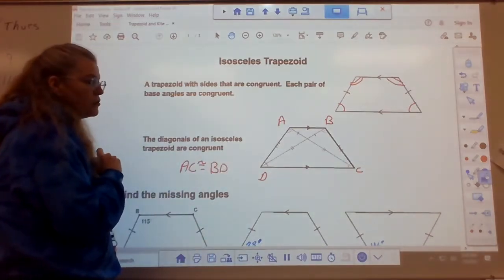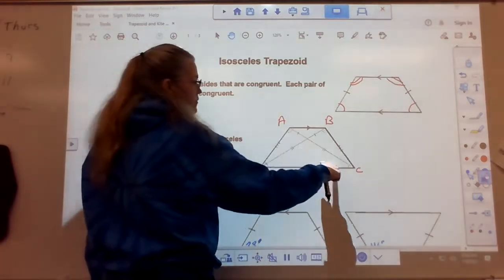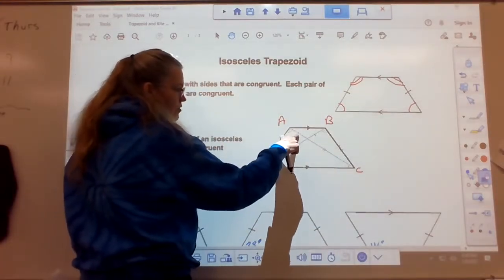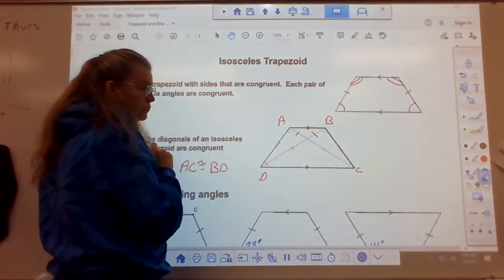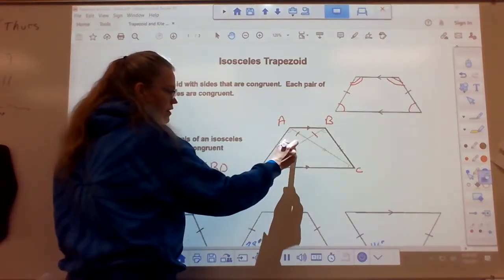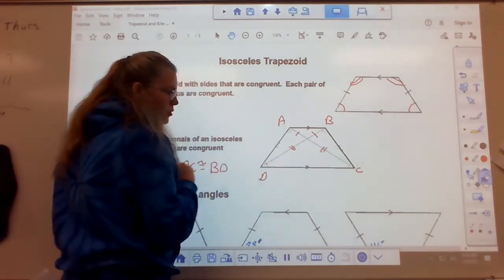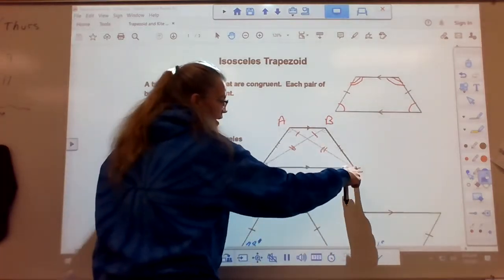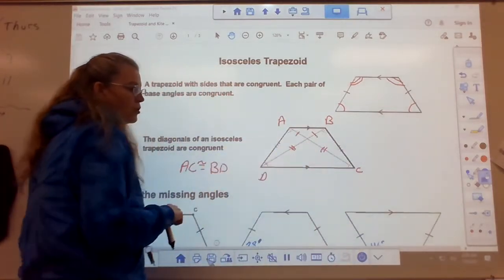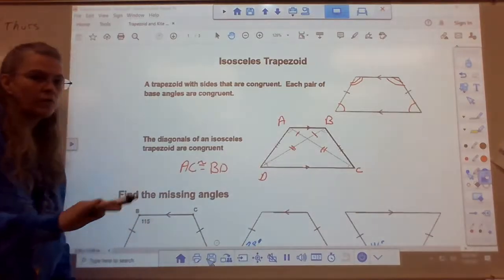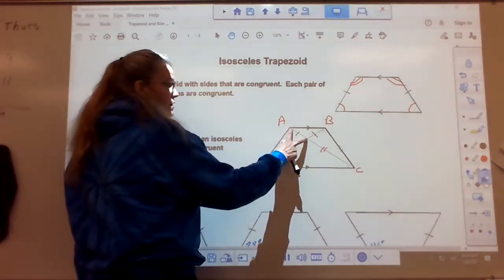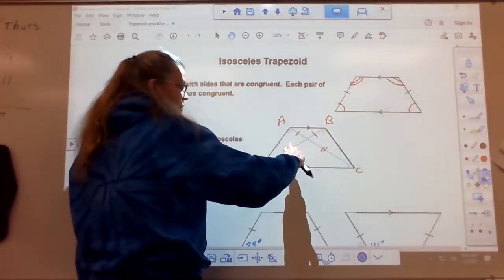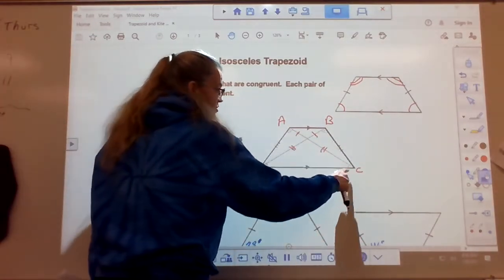And because those are congruent, and because of how these cross, I know this little piece here is going to match this one. This piece here would match this one, which also tells me the entire diagonal would match the entire diagonal. So they don't cross in the middle like all of our parallelograms did, but they do still cross. And when they cross, this little segment will match this little segment, this bigger segment will match this bigger segment.